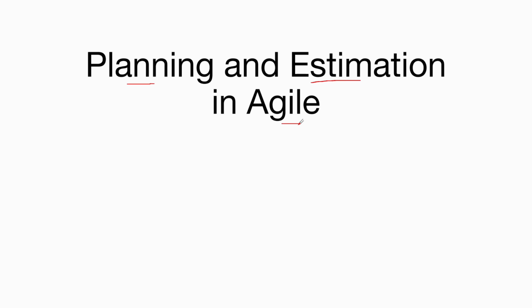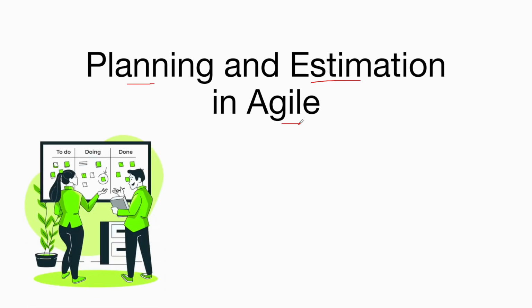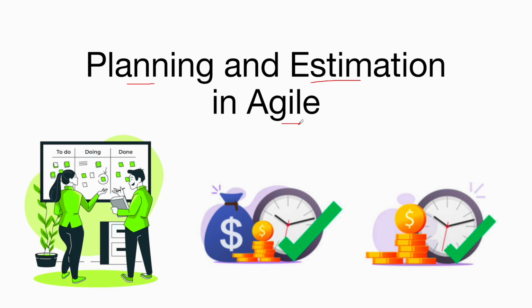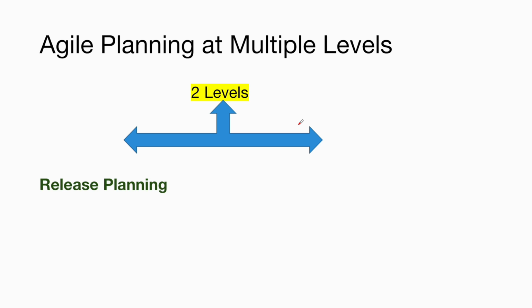Hello, welcome. In this section, we will discuss planning and estimation in Agile. Firstly, we will discuss planning in Agile. Planning happens in Agile at multiple levels. Mainly, there are two levels of planning that happen in Agile. One is release planning. Another one is sprint planning. Now, let us discuss release planning in this particular lecture.